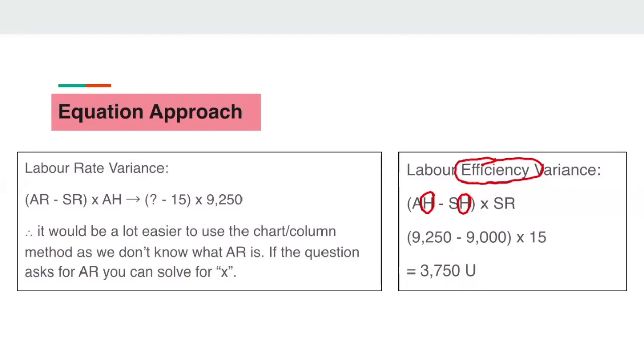Looking at the labor rate variance, we can see that we hit a wall since we do not have the actual rate value. This is what I was referring to earlier when I said sometimes the question doesn't allow you the option of choosing which approach you want. To get the labor rate variance, you will have to use the chart/column approach. If the question asks you to find the actual rate, that's when you can solve for X by putting the above equation equal to the labor rate variance amount.